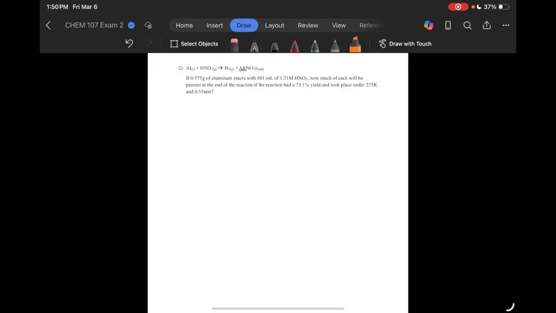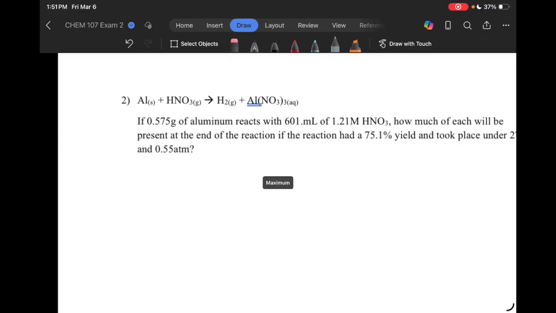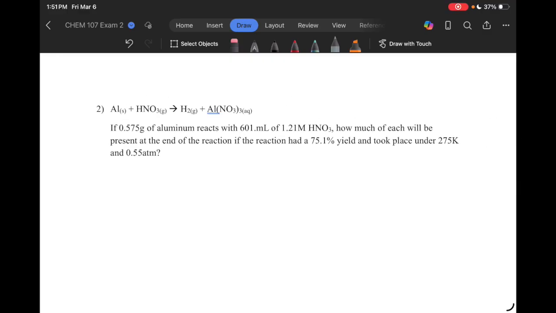Okay. So first, let's balance our equation. Well, first, let's make sure it's balanced. We have one aluminum here, one aluminum there. Cool. Okay. Well, here we have 3 NO3s, and here we only have 1, so we're going to triple this. Okay, so now we have 3 H's, but only 2. Okay, well, we're going to multiply this by 3, and we're going to multiply this by 6. So now we have 6 H's and 6 H's here.